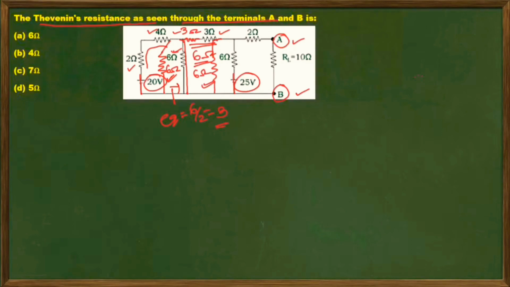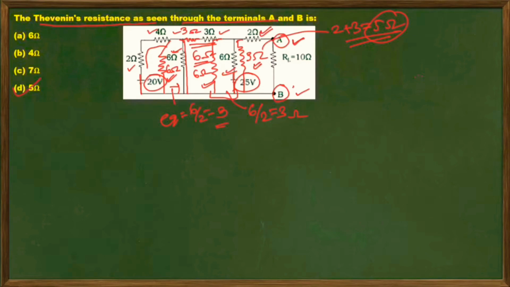Now these two resistances are connected in parallel, so their equivalent will be 6 by 2 equal to 3 ohm. Now this 3 ohm will be like this. Now this 2 ohm resistance and the equivalent 3 ohm resistance are both connected in series, so their equivalent will be 2 plus 3 equal to 5 ohm. So the equivalent resistance between the points A and B will be 5 ohm. So option D is the right answer. Now let's move on to the next question.